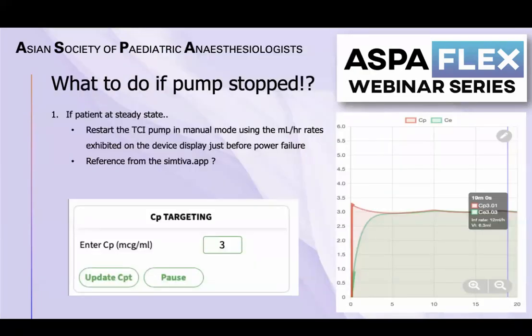What to do if the pump suddenly stopped? Well, that is definitely not the end of the world, and there are several ways to go around it. Firstly, if the patient is already at steady state, we can restart the TCI pump in a manual mode using the rates that were exhibited on the device display just before the power failure. We can also consider referencing from the SimTIVA app. So here we have a graph, and we see that, for example, at 19 minutes, the power suddenly stopped. And we can actually scroll the cursor to 19 minutes to see what the infusion rate was, and it is at 12 mL per hour.